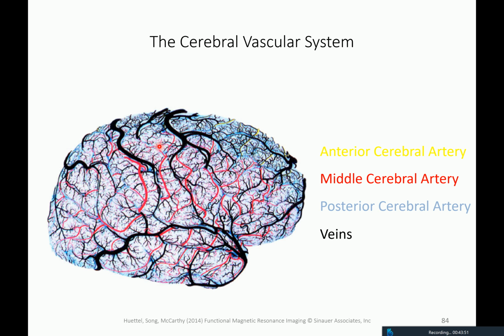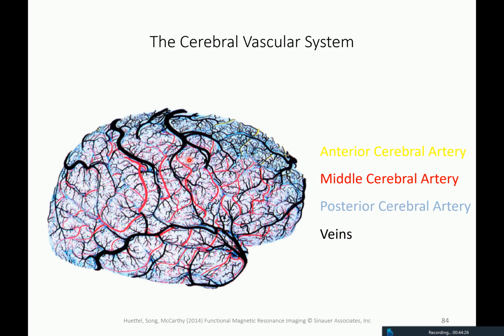So this is another representation of how that works with the brain. The anterior doing the medial part, so you see a little bit of yellow up here, but if you look at the brain from the side, you don't see much. The middle cerebral artery, you see quite a lot. The posterior cerebral artery, you see only a little bit, and the rest, especially this black stuff, is supposed to be veins.